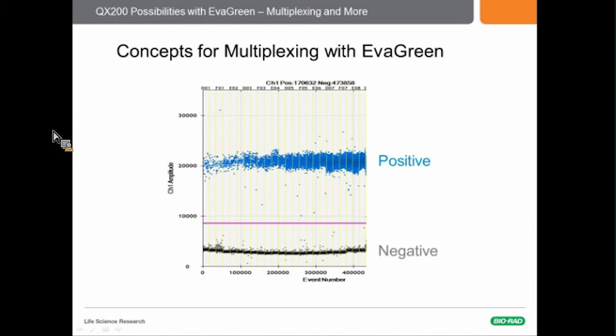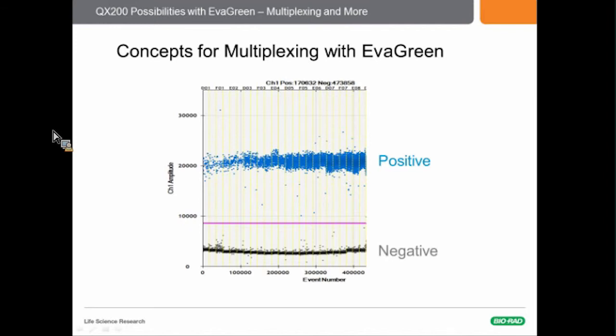Here's what a typical 1D QX200 data plot looks like. This shows the fluorescence amplitude, or RFU, on the y-axis of two clusters of a ddPCR reaction read in the QX200. In black is the negative droplet cluster at the bottom of the plot, and in blue is the cluster of positive droplets at much higher amplitude, indicating that these droplets contain PCR amplicons. Please note that these two populations of droplets are separated by a threshold indicated by the pink line.